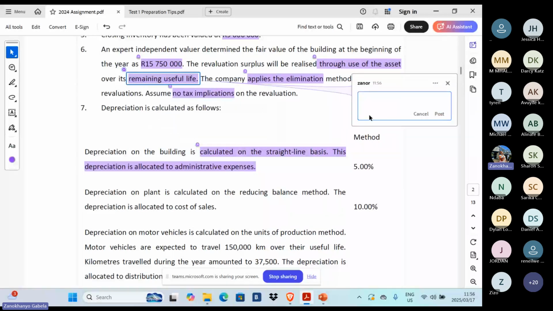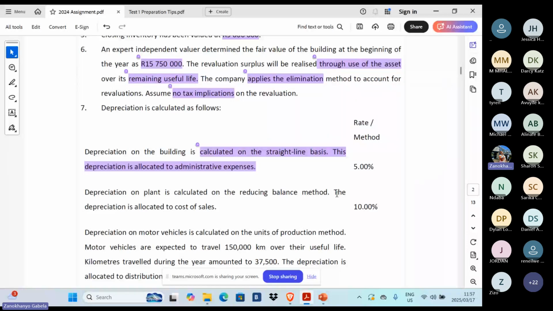That means we are going to debit revaluation surplus and credit retained earnings. How do we do this? By taking the 3.6 million of the revaluation surplus divided by the remaining useful life. Perfect. That's a December year end.